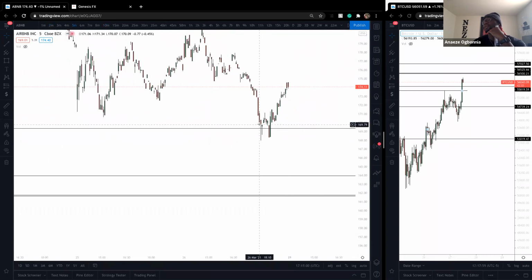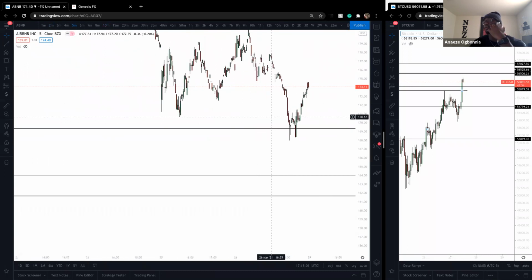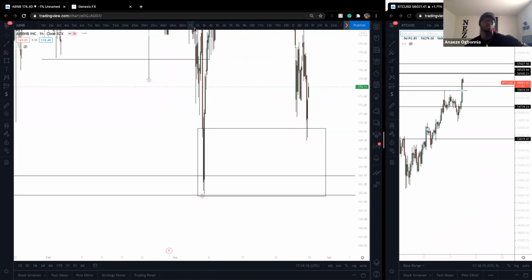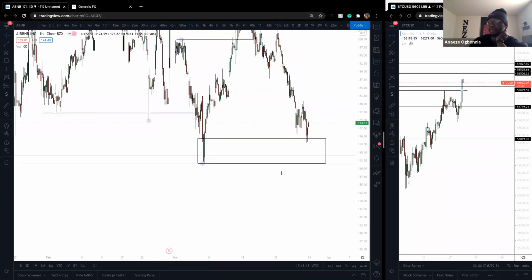I could probably wait for a retest to 169, maybe if not. I'll see how much the contract costs, but I'll probably consider sending it out, you know, but I'm not sure just yet. But as of right now, what we can see, Airbnb is currently bullish, and this is how I found my buying entry.